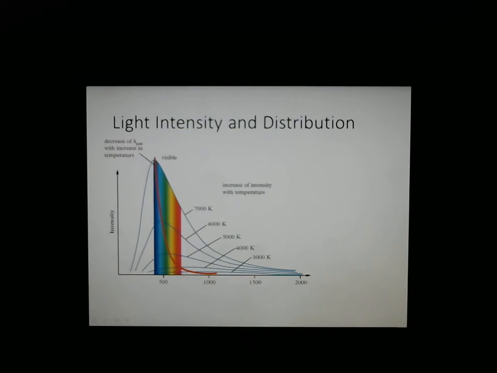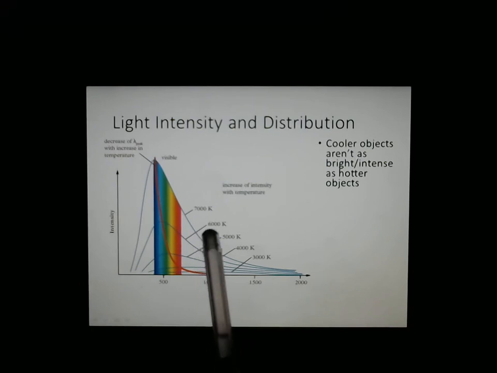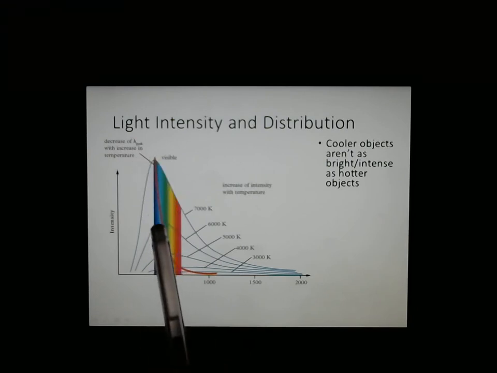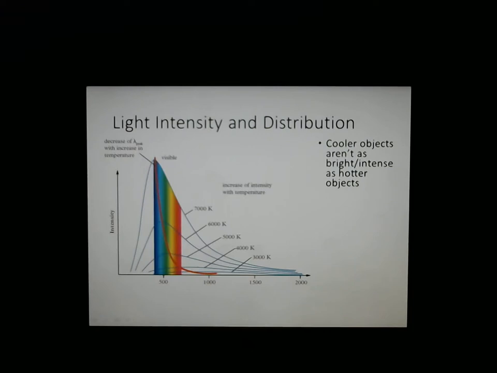The cooler objects we see are not as bright as hotter objects. Okay, so here's my 7,000 Kelvin, my 6,000 Kelvin. We can see its intensity is more than half that. You don't really need to know a relationship between it, but it's worthwhile being able to look at a graph like this and go, yep, as things get colder, the intensity drops off, so they're not as bright, which sort of makes sense when you think about your day-to-day life.